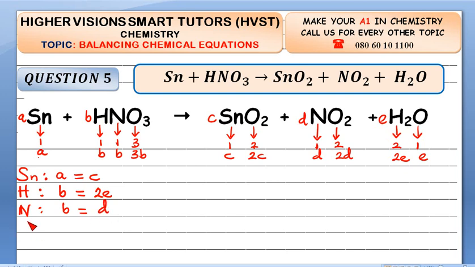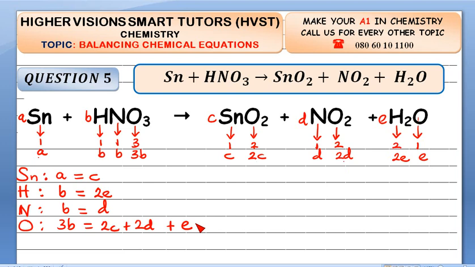Then for oxygen, we have 3B atoms of oxygen on that side. Then on the product side, this is 2C, oxygen here is 2D, oxygen here is E. So we're going to add all the atoms of oxygen there. It will be 2C, which is this, plus 2D plus E. Good. So we've gotten all our equations here.